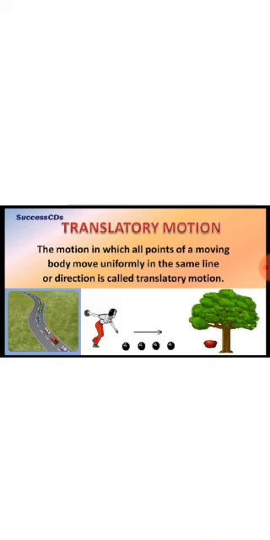What is translatory motion? The motion in which all the points of a moving body move uniformly in the same line or direction is called translatory motion. It means that in translatory motion, all the points of a moving body move uniformly in the same line or direction.